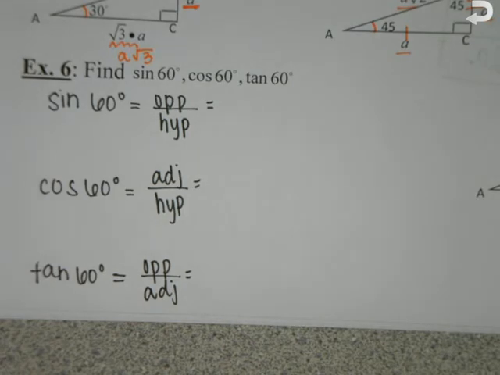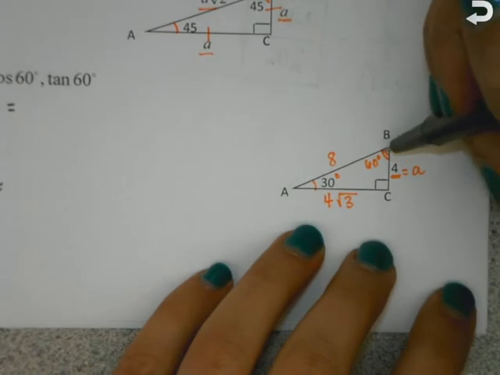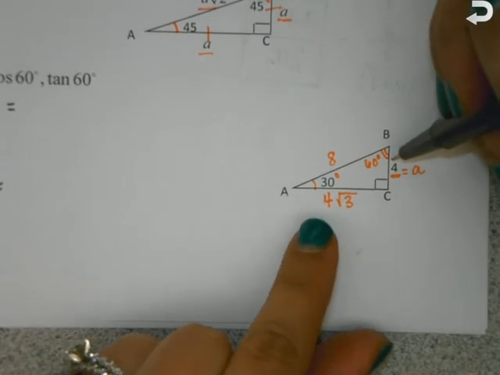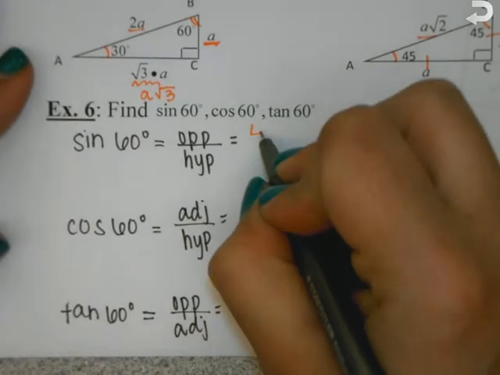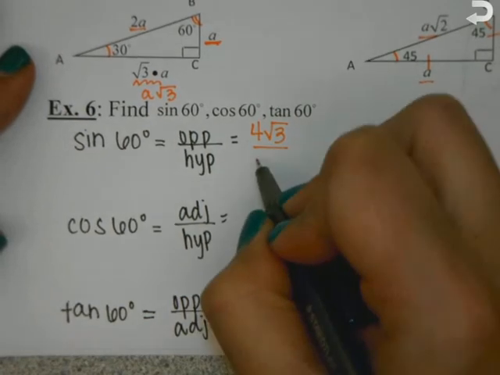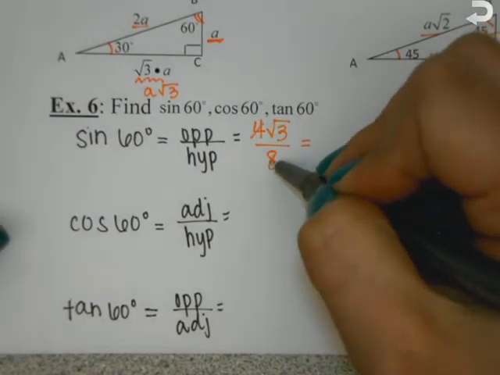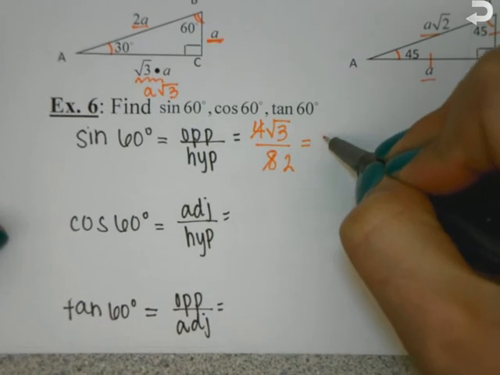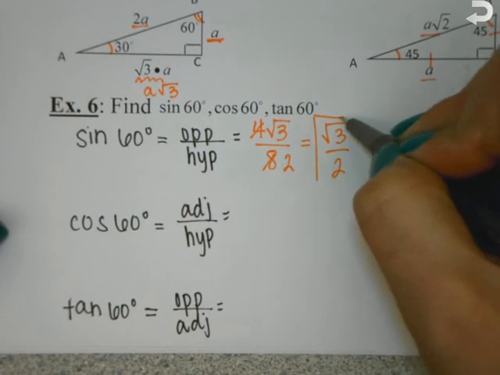Okay, sine of 60 degrees. So we're actually looking at this angle right here. The side that is opposite of that 60 degrees is 4 root 3. So that's what we're going to plug in, over the hypotenuse, which is 8. I can reduce that. 4 goes into 8 2 times. So my sine is root 3 over 2. And that's your answer for the sine.